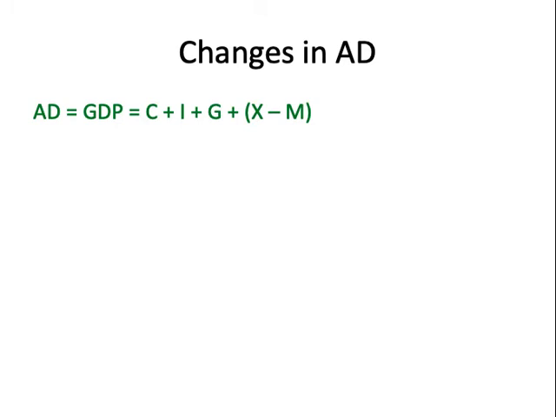And so how do we end up changing aggregate demand? Previously, we stated that aggregate demand is GDP. And GDP is consumer spending, investment spending, government spending, and exports minus imports.